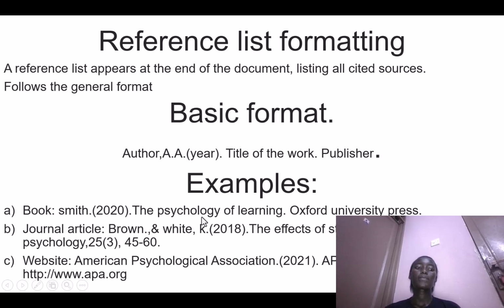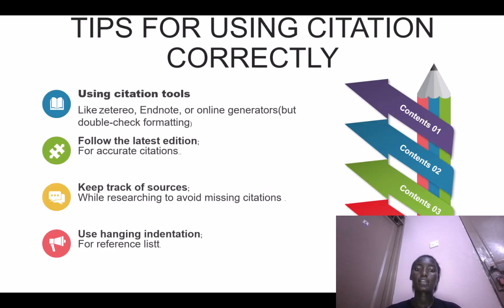We also have the journal article. We have Brown and White, 2018. Then the title becomes The Effect of Stress, and we also have the Journal of Psychology. We also have a website here: American Psychological Association, 2021, APA Style Guide, retrieved from the website we see there. So that's one of the examples of the reference list formatting.